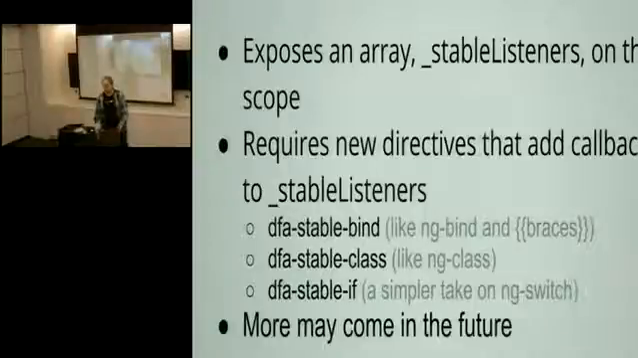And I have a couple directives I've made that are compatible with that. So stable bind is just like ng bind, which is just like double curlies. Stable class is just like ng class. It's actually a subset of the features of ng class, but lets you bind a class to a DOM node. And then stable if kind of replaces ng switch, except it's just a single if rather than a multi-value switch statement. It's a little simpler. And I'll probably have to write more in the future, just as I need to.